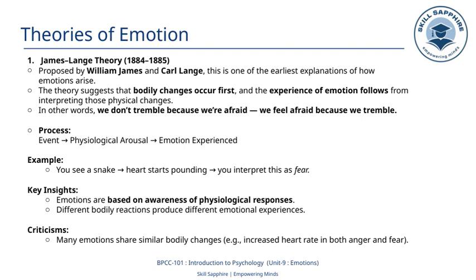The key insight from this theory is that emotions are closely tied to our awareness of bodily responses. Different bodily reactions can lead us to experience different emotions. However, there are some criticisms. Many emotions share similar physical responses, like both anger and fear can cause an increased heart rate, making it tricky to distinguish emotions solely based on bodily changes. This theory emphasizes the importance of physiological awareness in experiencing emotions, but it also highlights some limitations when it comes to differentiating between similar emotional states.